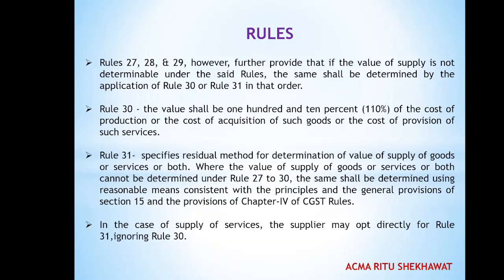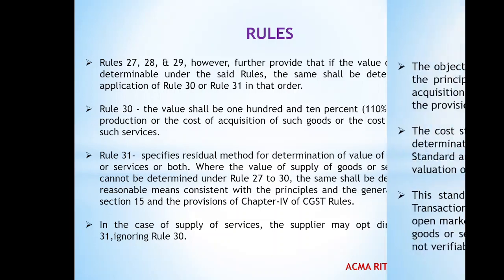So on the basis of rule 30, this standard will provide us the cost of provision of services and cost of supply of goods as per the CGST rules. In the case of supply of services only, the supplier may opt directly for rule number 31 by ignoring rule number 30. So these are the major rules of cost accounting standard 4 we are going to implement, and the rest is all the same as the earlier cost accounting standards.